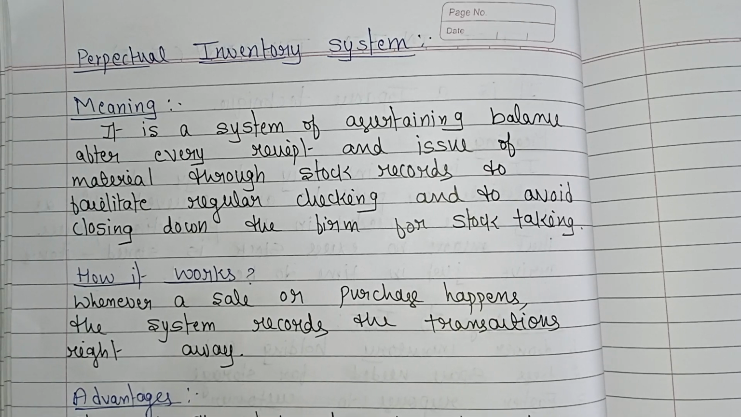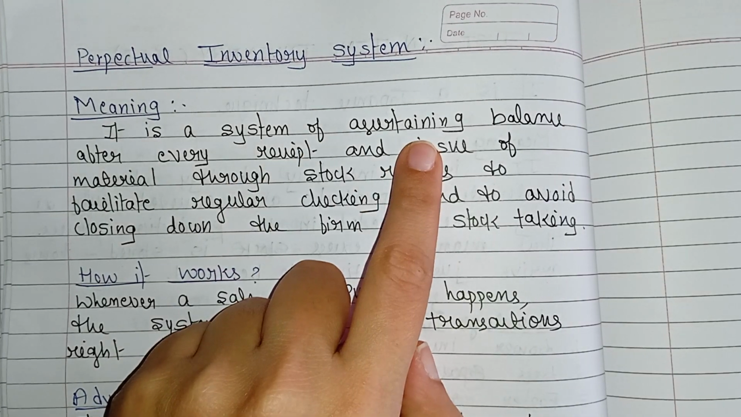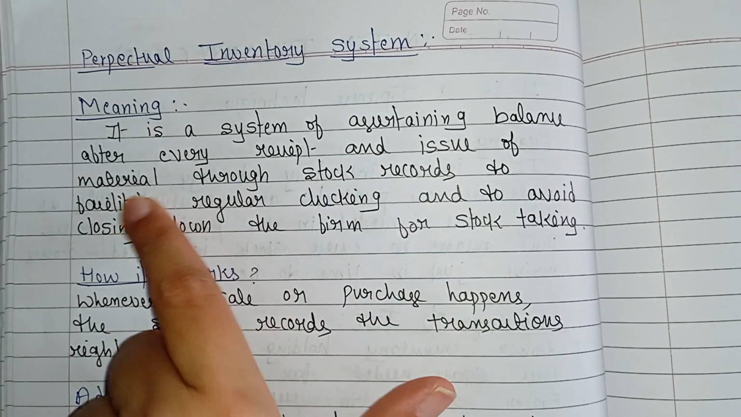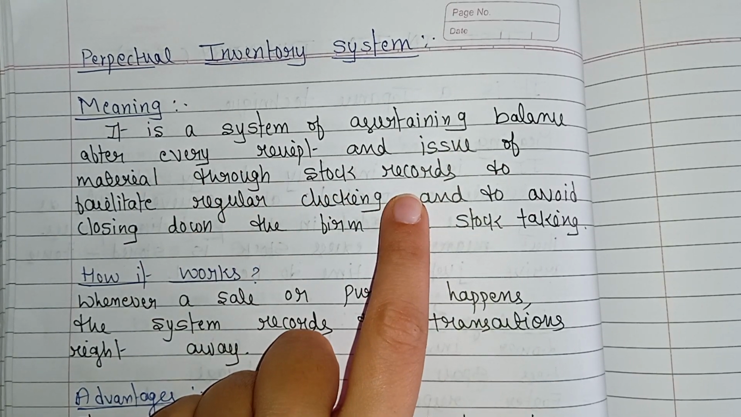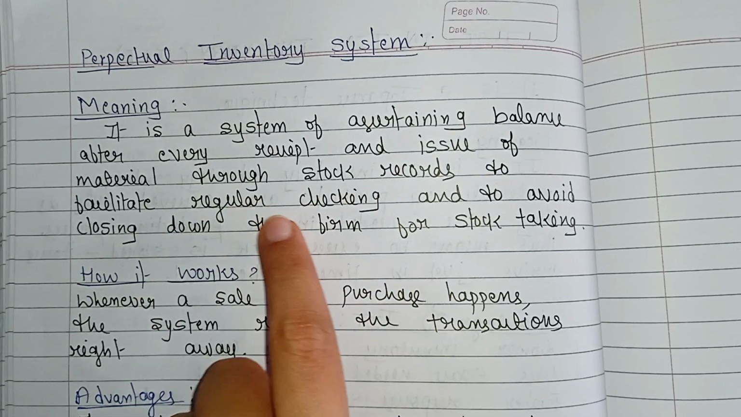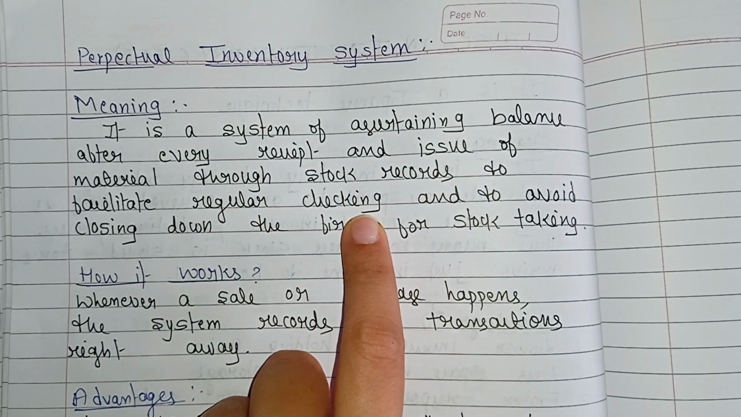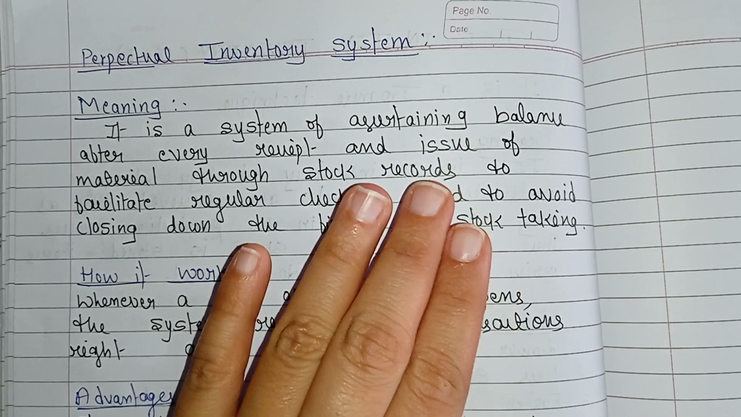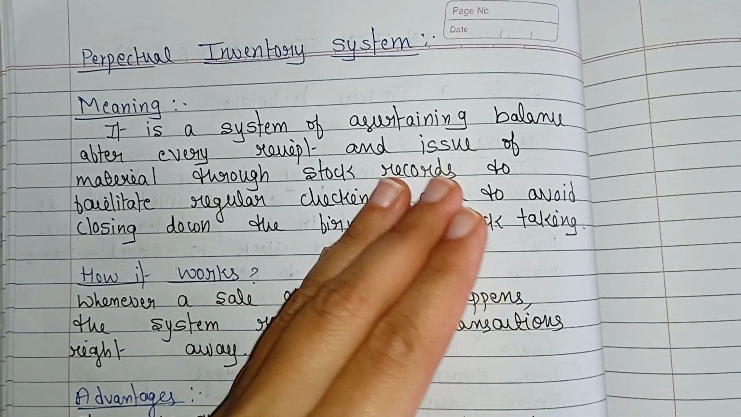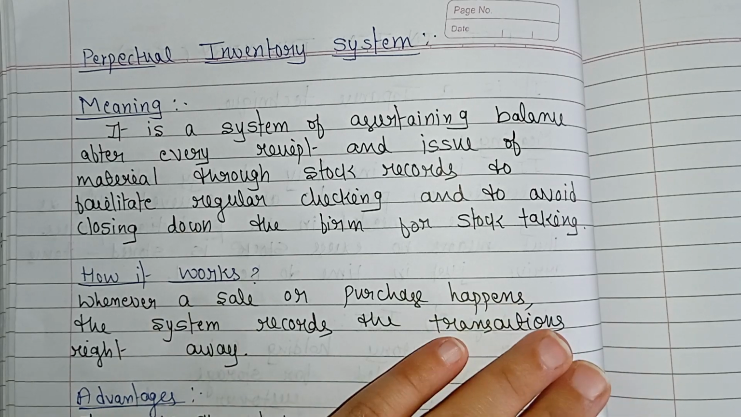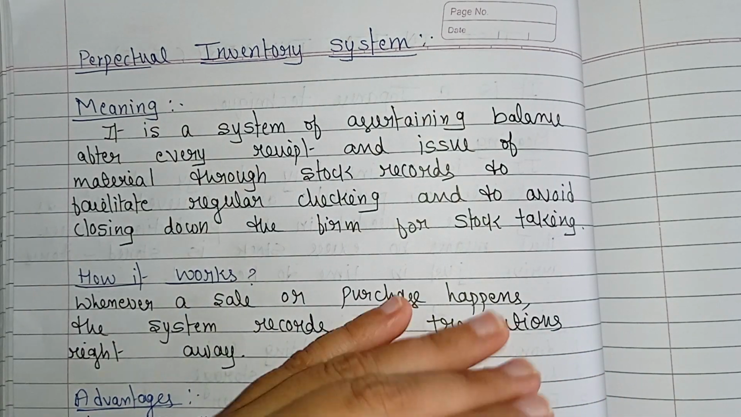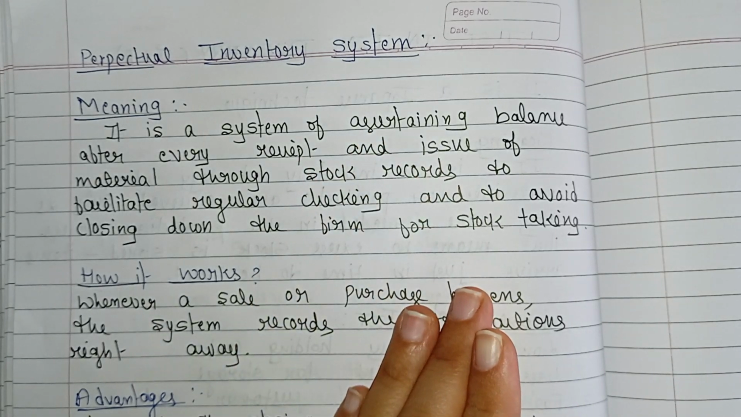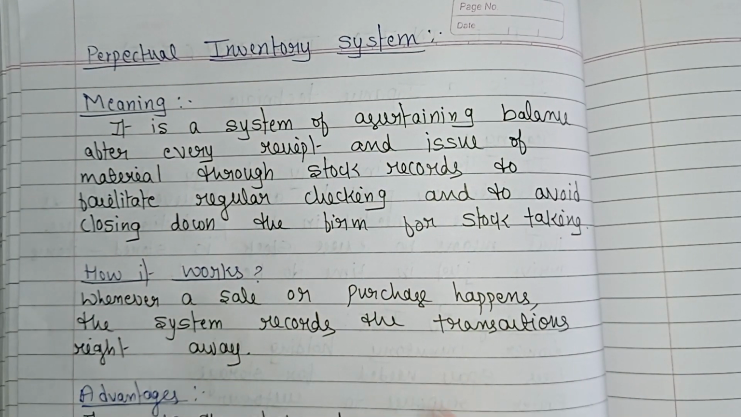Clear? See here, it is a system of ascertaining balance after every receipt and issue of material through stock records to facilitate regular checking. It means what? It updates inventory records every time inventory is purchased or sold. It means the business always knows exactly how much stock it has without needing a physical count each time.